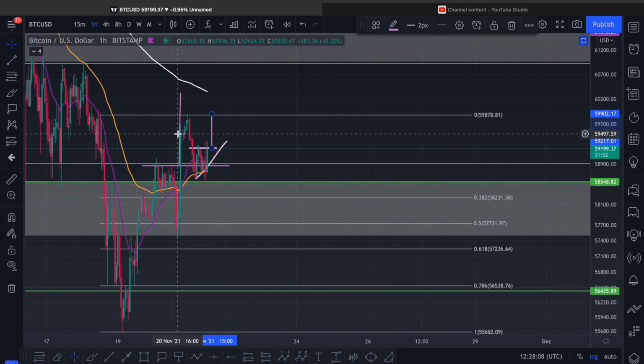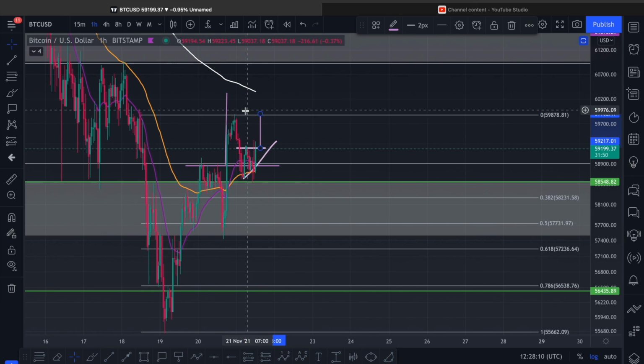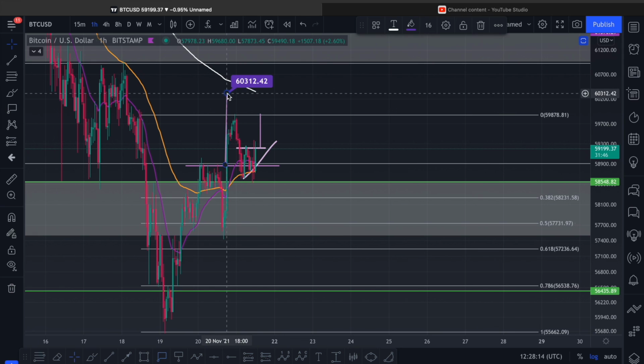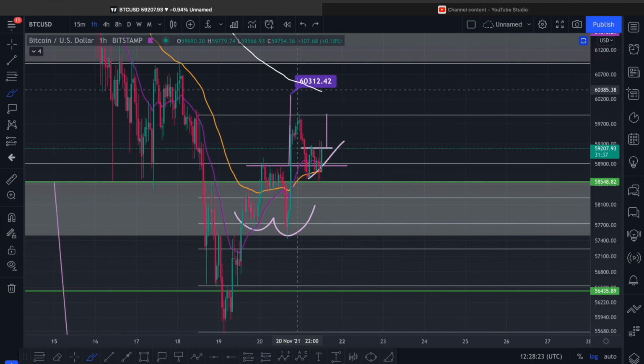Look at that. So that would take us back to the 0, and hopefully we don't get rejected and we can continue to our bullish target over here, which I gave you guys yesterday out of this larger double bottom, and that would be at 60k, 6,300, which is lining up exactly with the 200 EMA on the 1 hour.